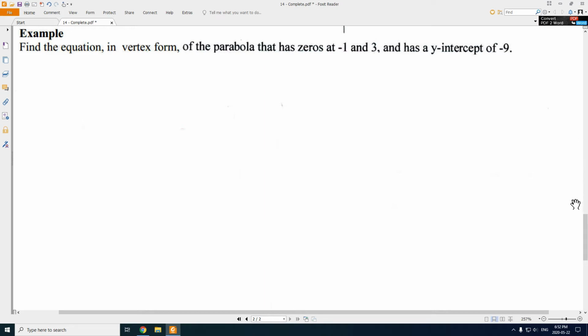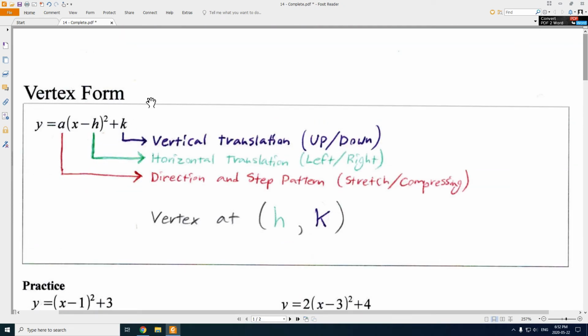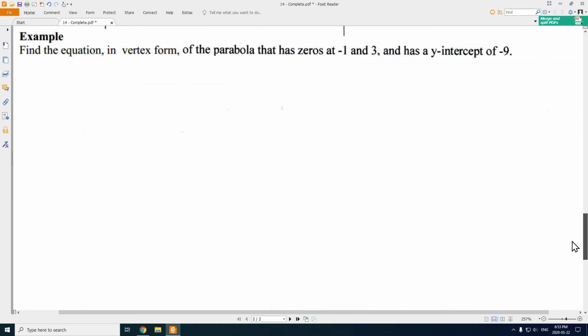All right, so let's think about this for a minute. I'm just going to scroll to the top. If we want to make an equation in vertex form, what do we need to know? We need to know the step pattern, the a value, and where the vertex is, because that gives me an h and a k value. Okay, so let's look back here. How are we going to figure those things out?